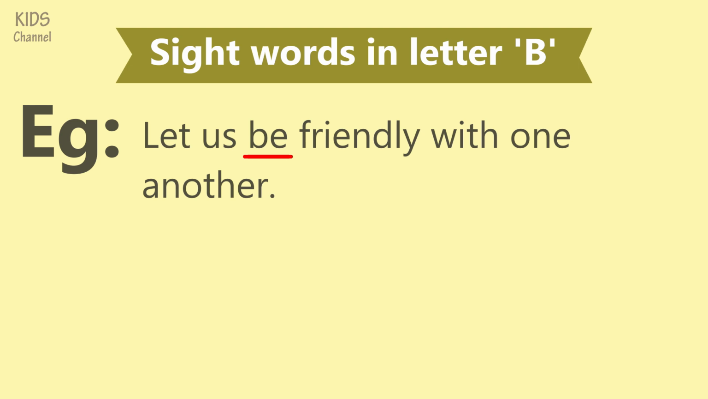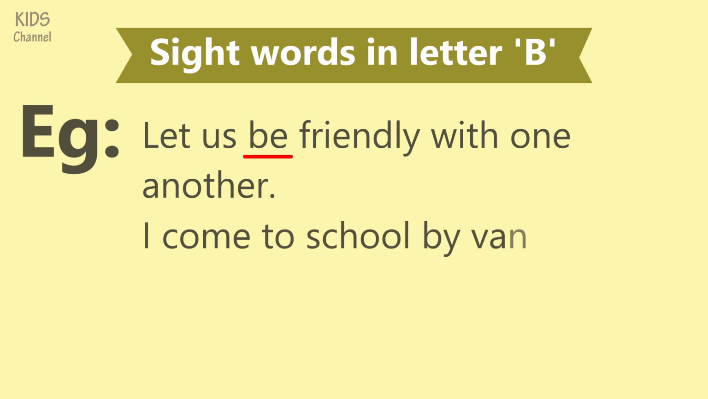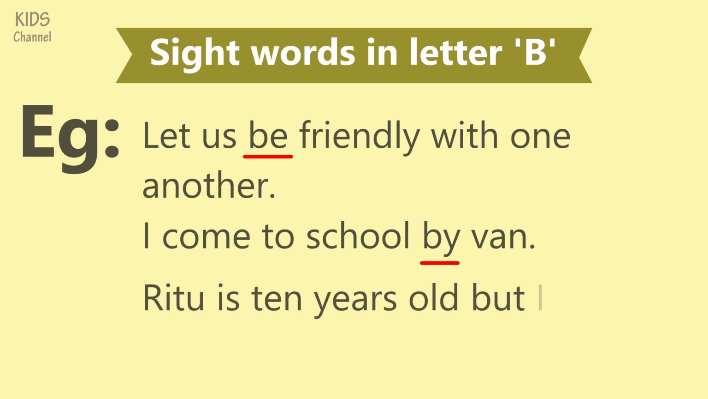Example 2. I come to school by van. Here, by is a sight word in letter B. Example 3. Ritu is 10 years old, but I am only 5. Here, but is a sight word in letter B. From the above examples, be, by, but are the sight words that you can identify from letter B.